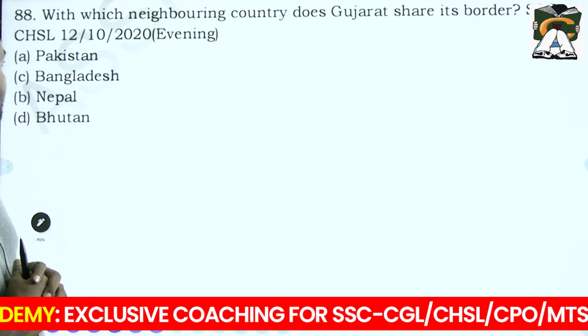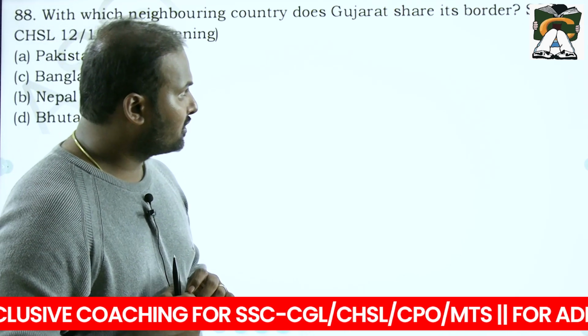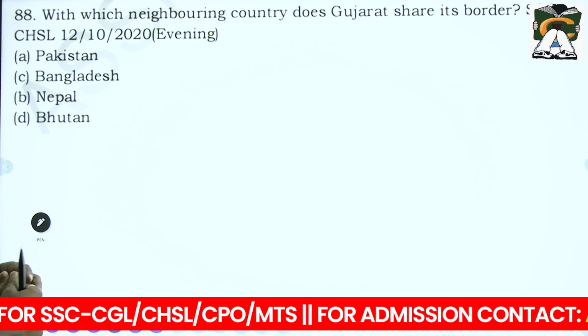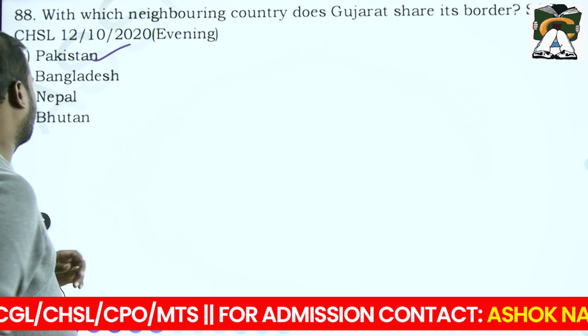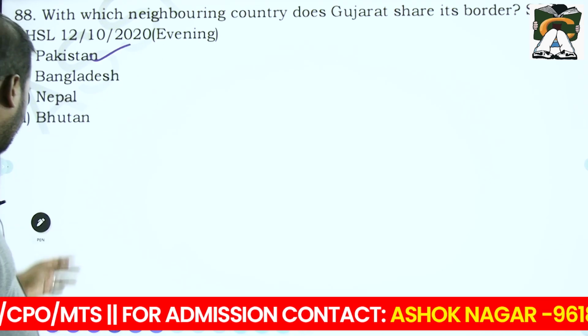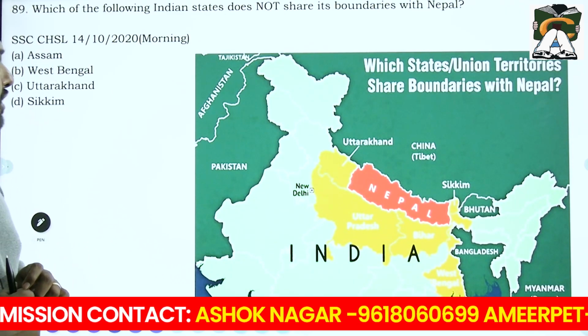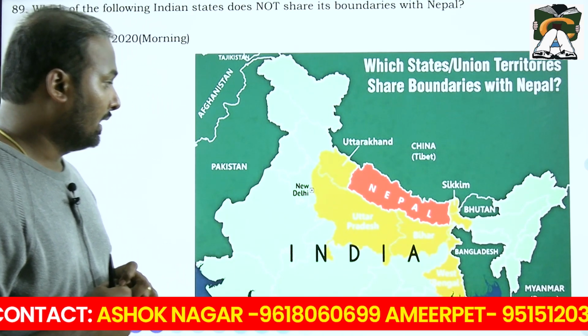Next. With which neighboring country does Gujarat share its border? So with neighboring country they are asking Gujarat. Obviously it is with Pakistan, not Bangladesh, Nepal, Bhutan, not possible. Your answer is Pakistan. Next, which of the following Indian state does not share its boundary with Nepal?